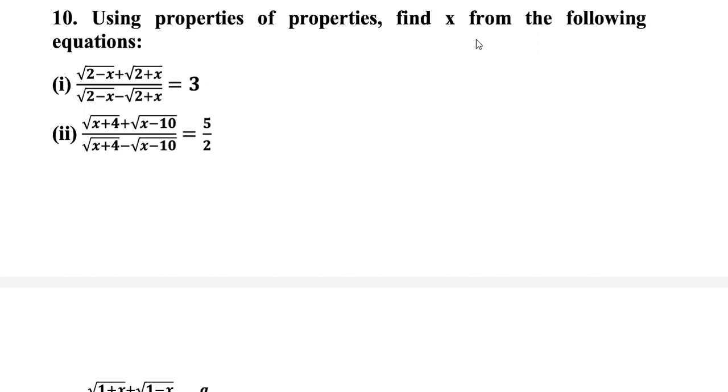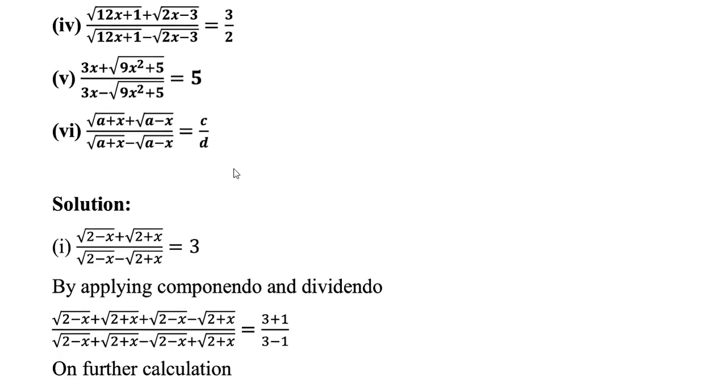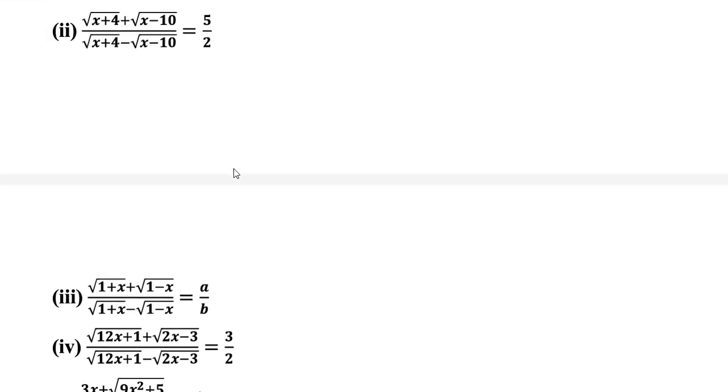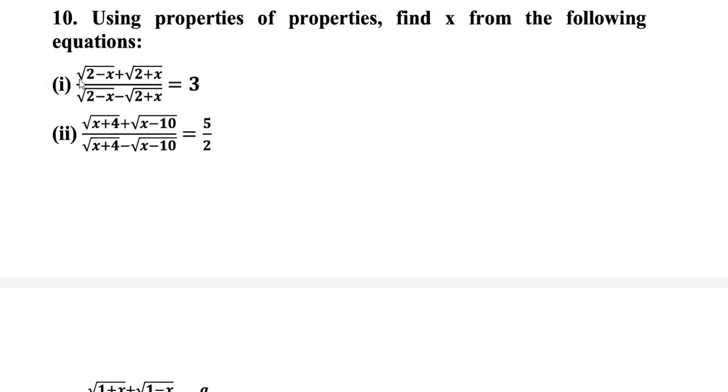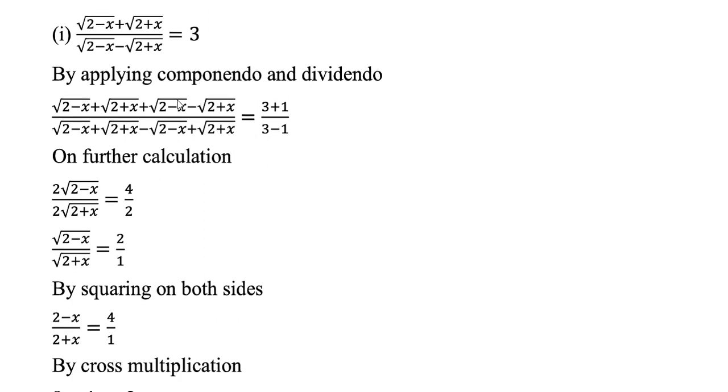Using the properties of componendo and dividendo, find x from the following equations. There are 6 problems, so let's solve one by one. What is problem number 1? That is (root over 2 minus x plus root over 2 plus x) divided by (root over 2 minus x minus root over 2 plus x) is equal to 3. So let's come. Now applying componendo and dividendo.